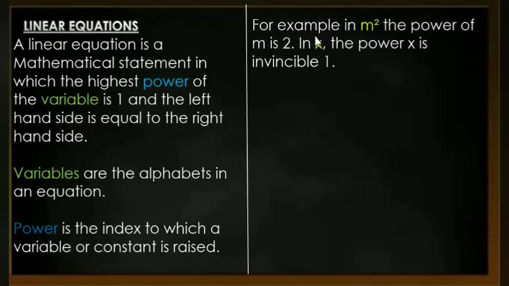For example, in m squared, the power of m is 2. That is because m is raised to the index 2. In x, the power of x is invisible 1. In other words, this is the same thing as saying x raised to power 1, just the same way we have m raised to power 2. But the reason why we did not write a 1 to the power of x is because in mathematics, we don't like writing 1 when it comes to power and coefficients.